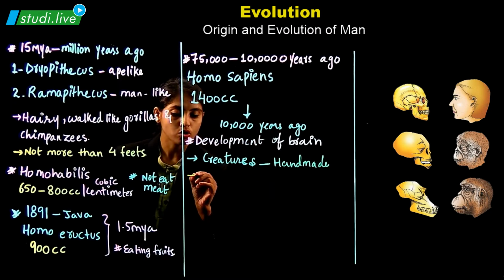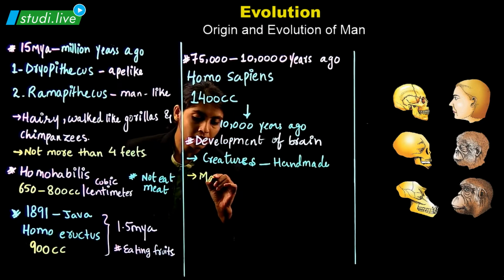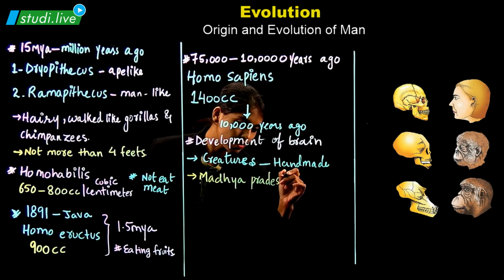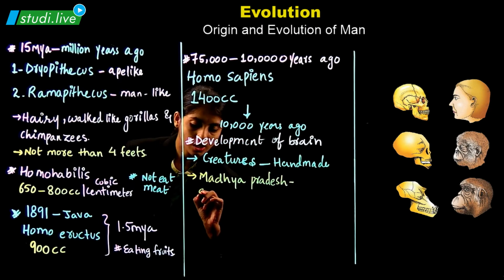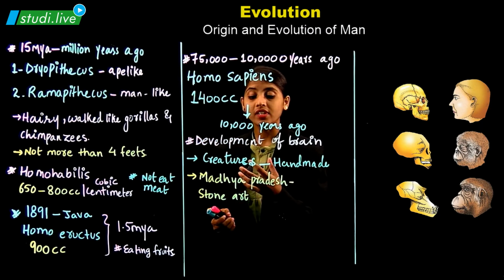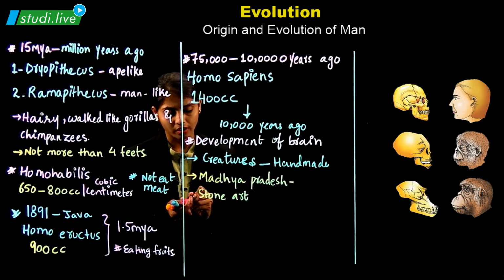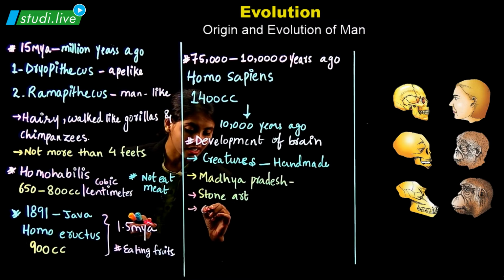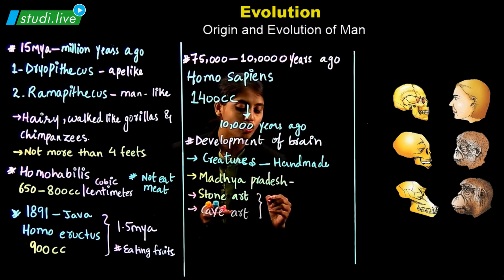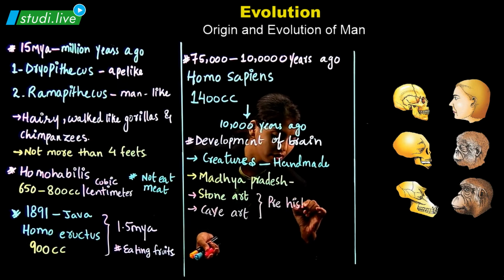Not only this, but you can also see the various stone arts in Madhya Pradesh. This was the time when they started utilizing their time in different sorts of art, like stone art and cave art. All these things you must have read in your history book, which is called the prehistoric time or prehistoric period.